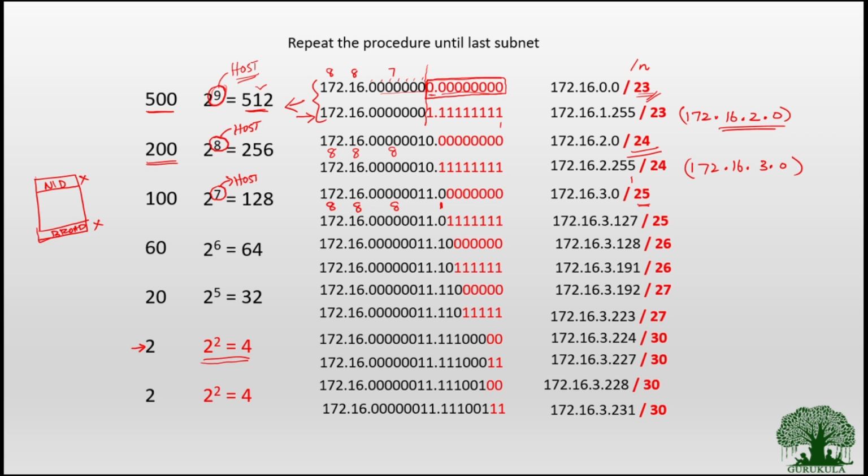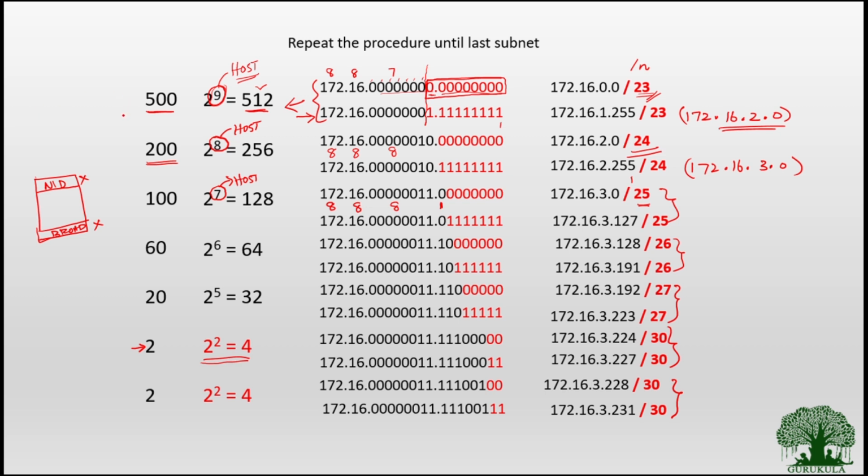So with this we have finally divided the subnet mask. The given address space is divided into 7 subnets, and you can clearly notice that the number of bits used for representing the network keeps on varying. Earlier for the first subnet it is 23, for the second subnet it is 24, for the third subnet it is 25, and next it is 26, 27, 30 and then 30, where you can clearly see that the number of bits required for representing the network keeps on varying. So this is what is called variable length subnet masking or variable length subnetting.